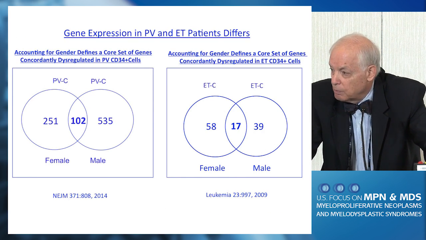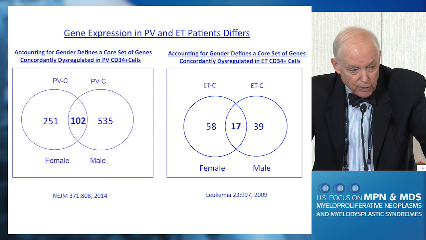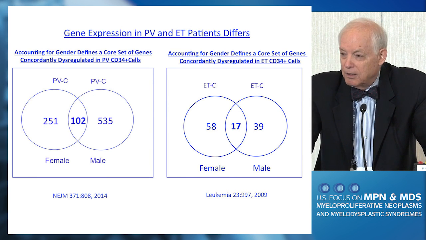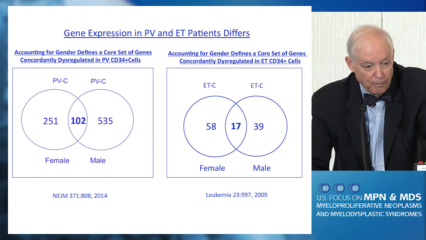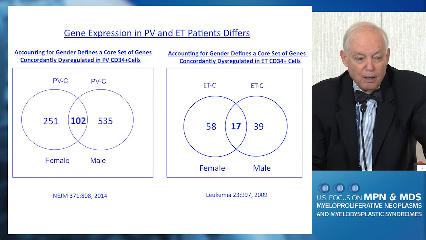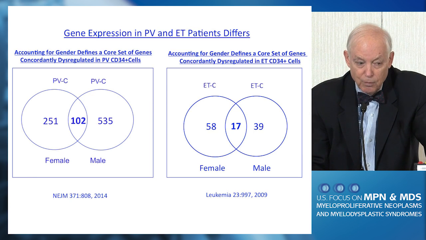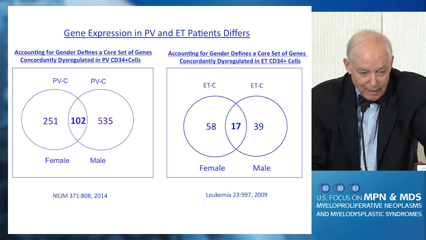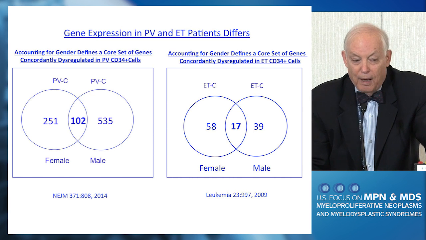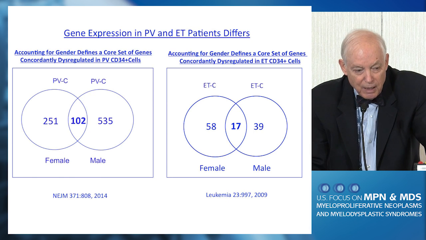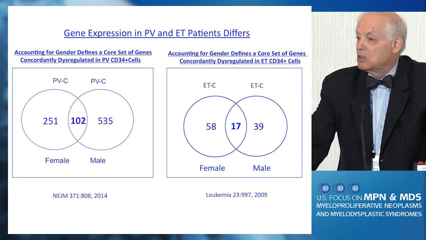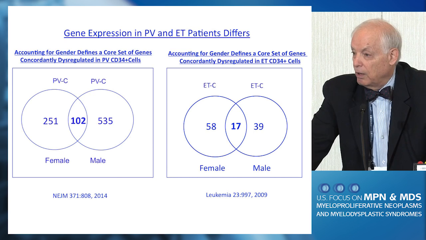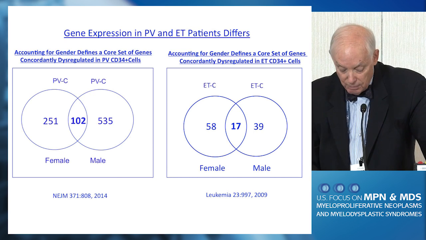And if you do gene expression profiling, which was talked about earlier today, you find out two things. I found out this was a nifty way to tell men from women. And you think I jest. Women with PV dysregulate half the number of genes that men do. And in ET, it goes the other way around. But the men and women each dysregulate a core. Here, 102 genes, here 17 genes. So there's 6 times more genes deregulated in PV in the core pathway than in ET. They can't be the same disease.